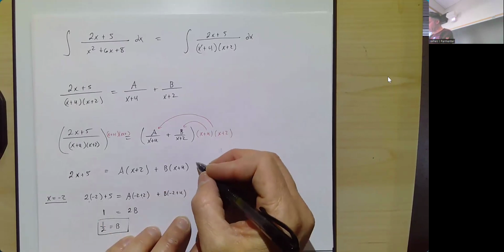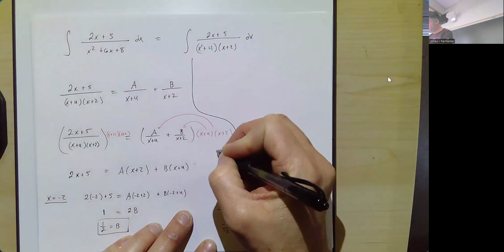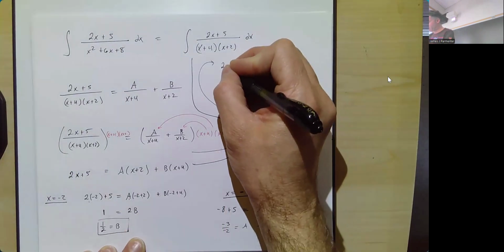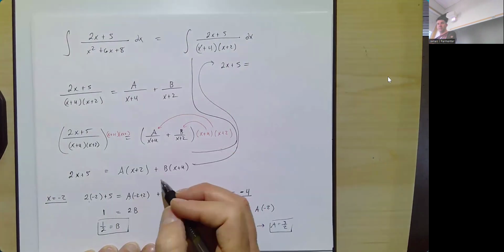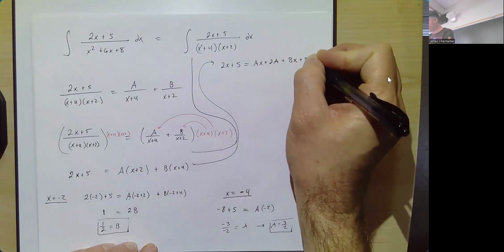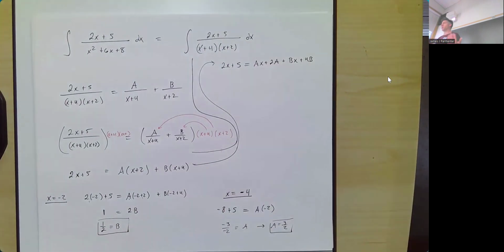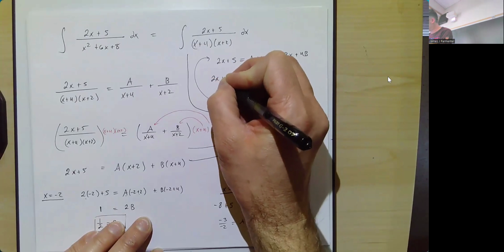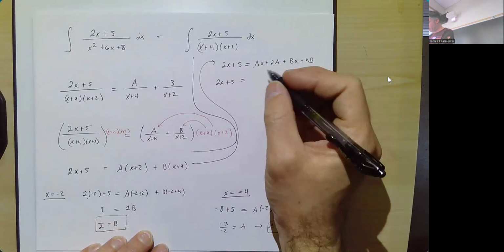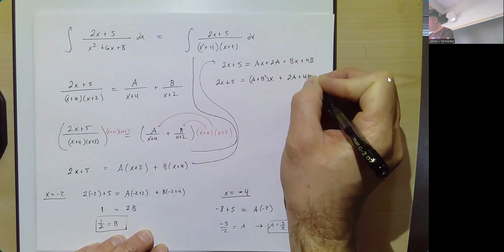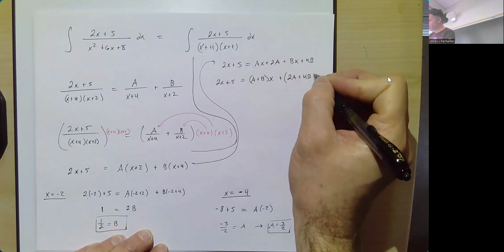So the other way to look at this is to go up over here. I'm going to multiply this out. On the left-hand side, I have 2x plus 5. On the right-hand side, if I distribute the a and the b, I have a times x plus 2a plus b times x plus 4b. Now I'm going to collect terms. So I have 2x plus 5 on the left, and on the right I have a plus b times x, and then 2a plus 4b, which I don't really need to put parentheses around, but I am going to anyway.